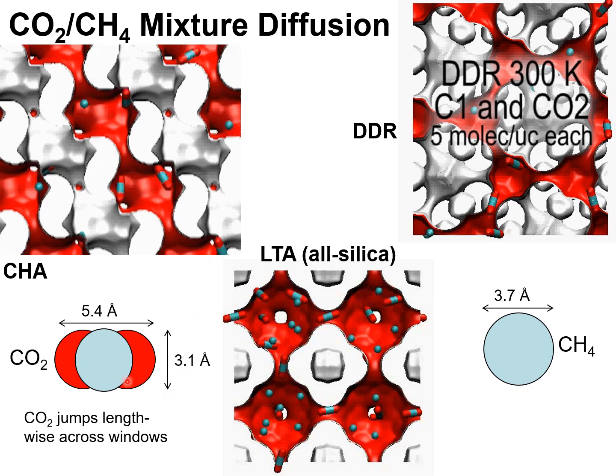Let's examine CO2 CH4 mixture diffusion in cage type zeolites, chabazite, DDR, and LTA. Let's first have a look at the animations for chabazite. This CO2 molecule is attempting to enter this cage, but is hovering around the window site.